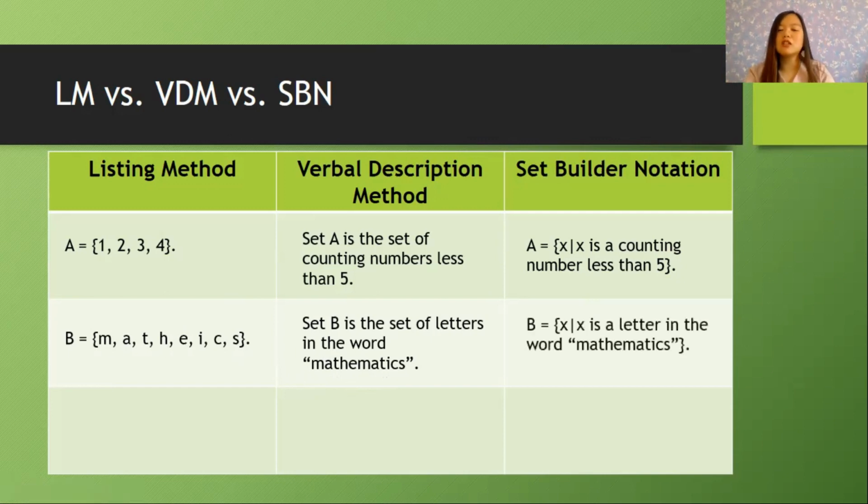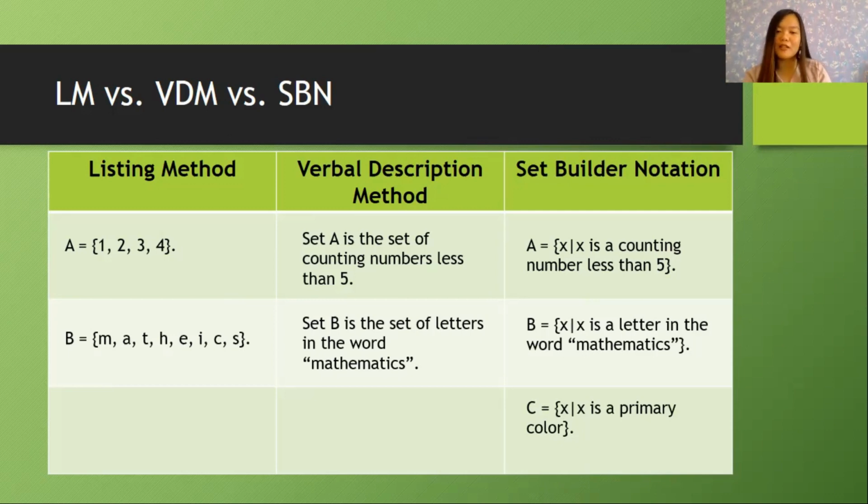So, the set builder notation for this set now is x, such that x is a letter in the word mathematics. Did you get it? Okay, another example. What if the given is the set builder notation? C equals x, such that x is a primary color.